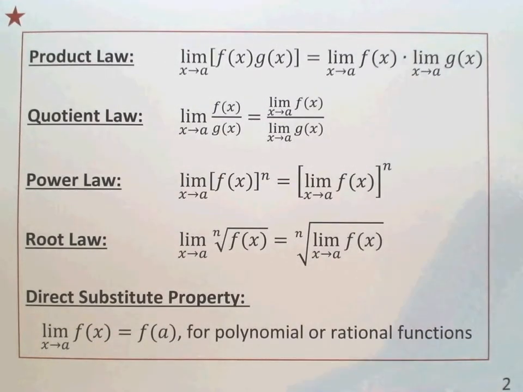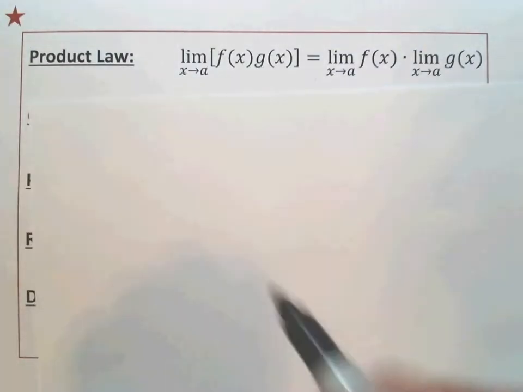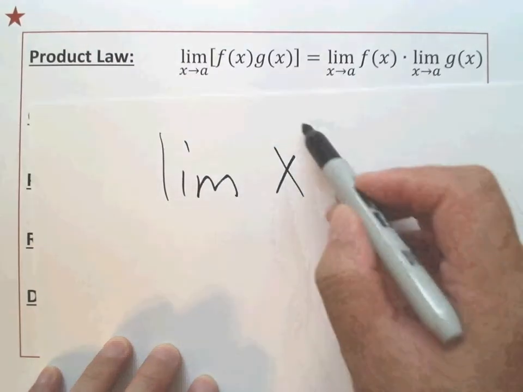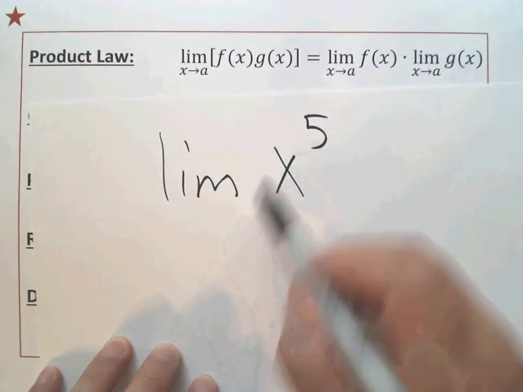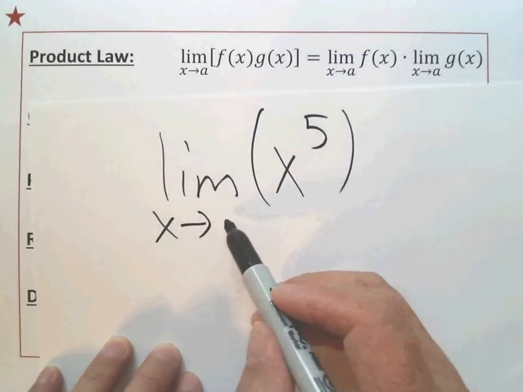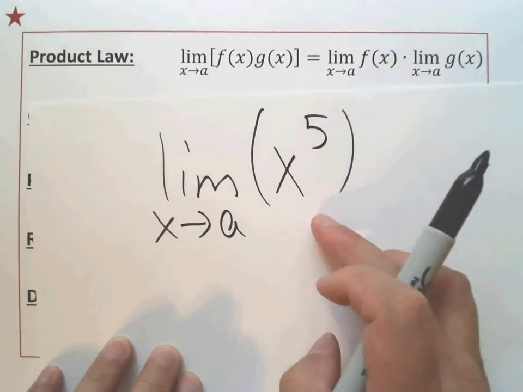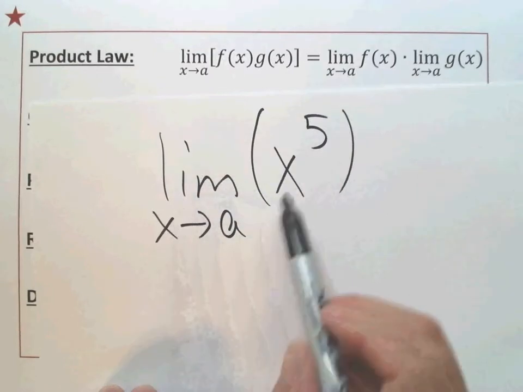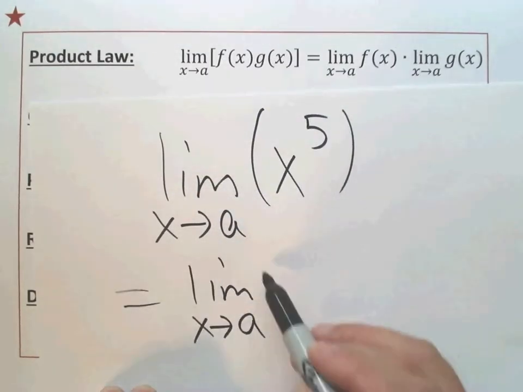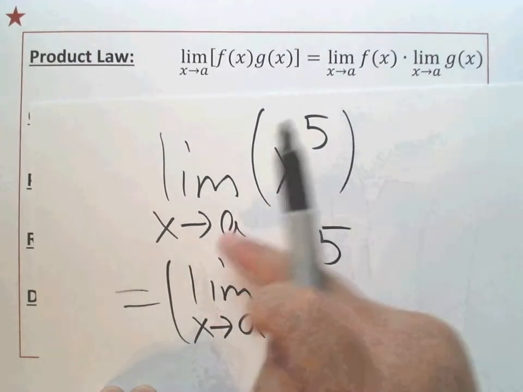Let's look at the power law with a simple example. If the function is x raised to the fifth power, we take x approaching a. This time we can use the power law. The power law tells us the limit can go inside, so we put a in parentheses and raise it to the power, which means the limit can go to the base.